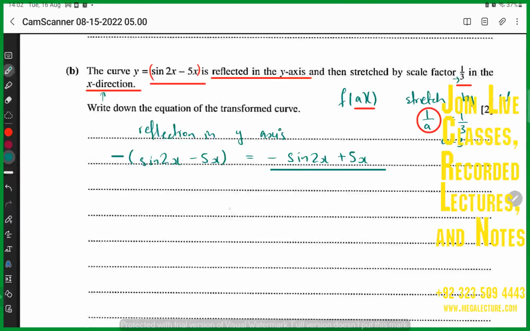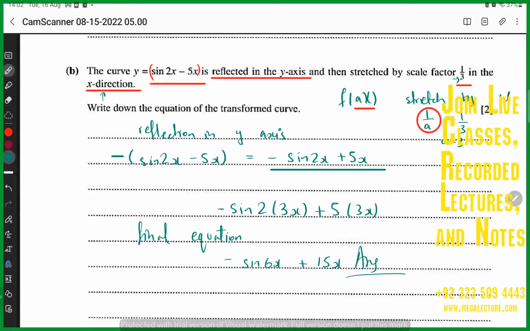So I would get minus sine 2, and then with x I'll multiply 3, plus 5, and then again with x I'll multiply 3, and upon simplification I would get the final equation, which is going to be minus sine 6x plus 15x. This is going to be your answer.